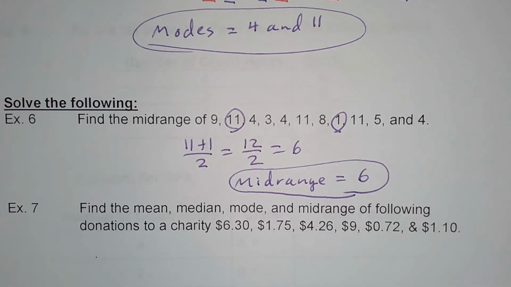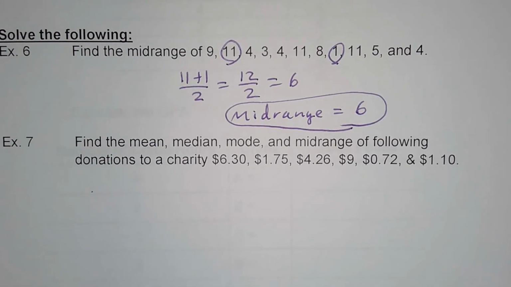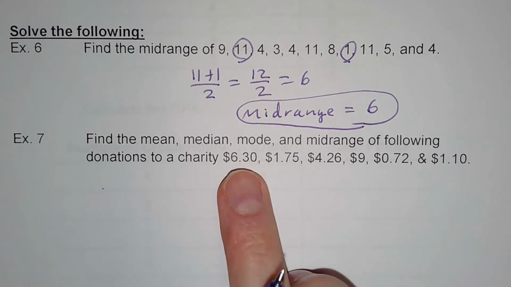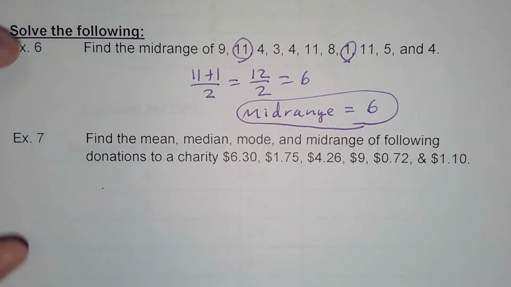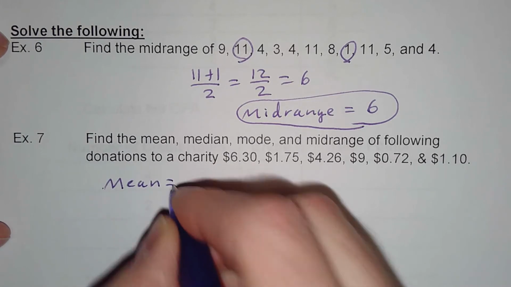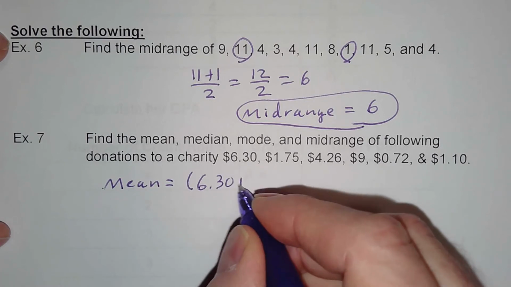Let's take a look at number 7. We want to find the mean, median, mode, and mid-range of the following donations to a charity. So we got 1, 2, 3, 4, 5, 6 numbers. So mean, again, I'm just going to add them up and divide them by 6. So go ahead and add those 6 numbers on your calculator.